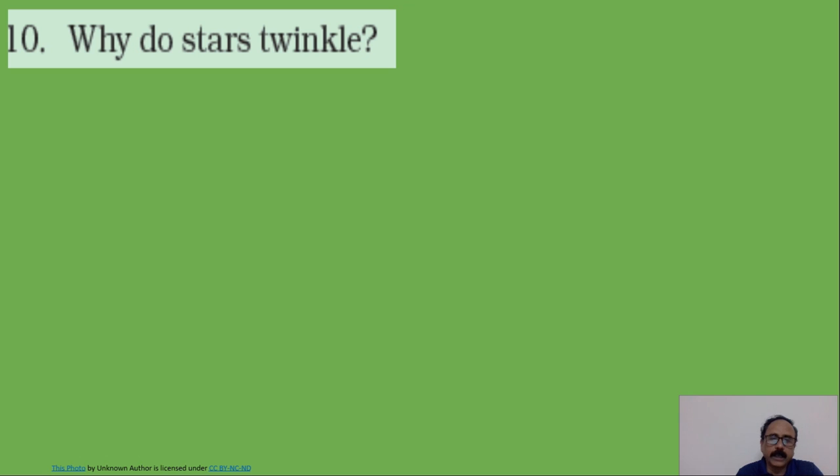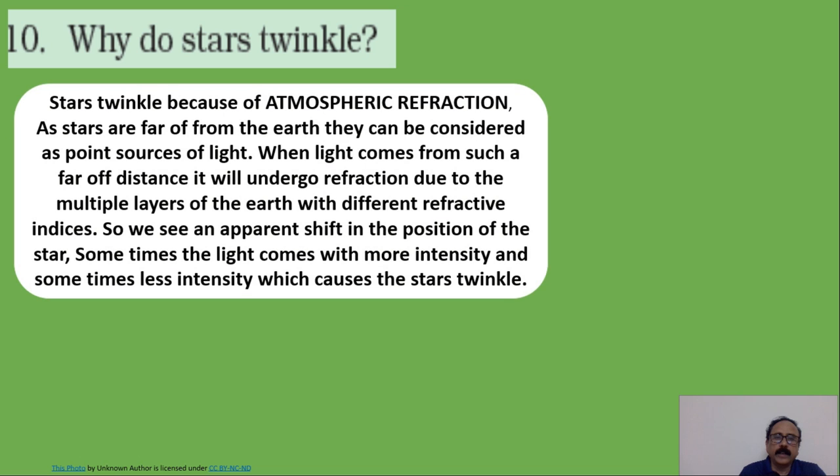Now the next question, why do stars twinkle? Stars twinkle because of atmospheric refraction. As stars are far from the earth, they can be considered as point sources of light. When light comes from such far off distances, it undergoes refractions due to multiple layers of Earth's atmosphere with different refractive indices. So we can see an apparent shift in the position of the star. Sometimes the light comes from the star with more intensity, and sometimes with less intensity, and this causes the stars to twinkle.